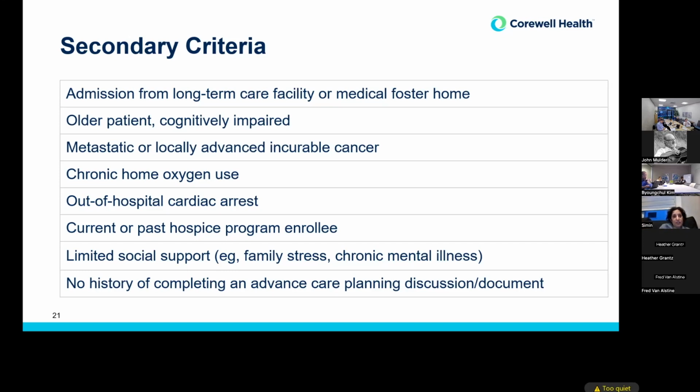If there's just limited social support, if there's a history of patients suffering from mental illness or, again, other social determinants, they may be having housing insecurity or food insecurity, things of that nature. And if there's not even an advance directive in place. So these are secondary criteria. Honestly, I look at the secondary criteria, and I could probably take a few of them and put them into the primary criteria. And what that really means is that getting palliative care involved earlier rather than later in heart failure makes a lot of sense.